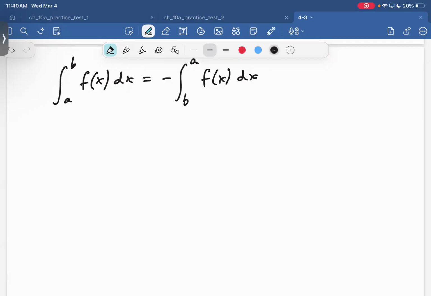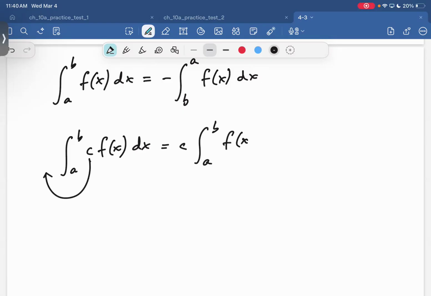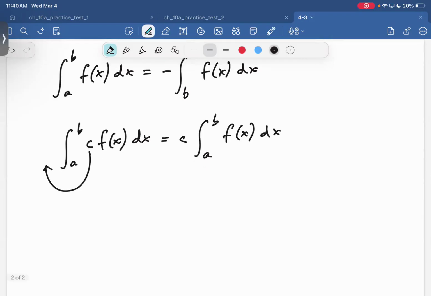What else is there? We also, if we have a constant c that's in front of the thing inside the integral, we can always pull that out. So we can have the c come to the outside, and that's fine. Any questions about this?